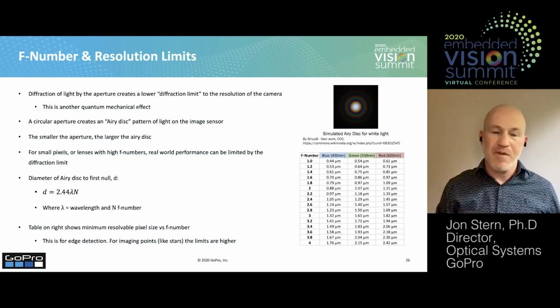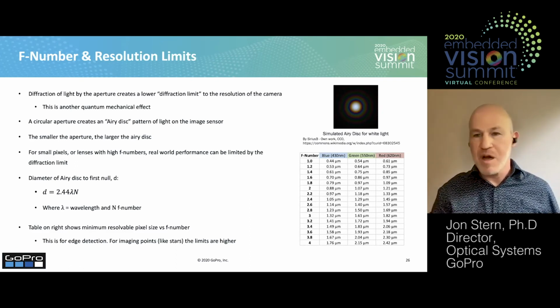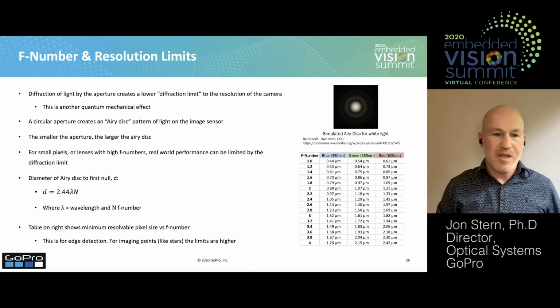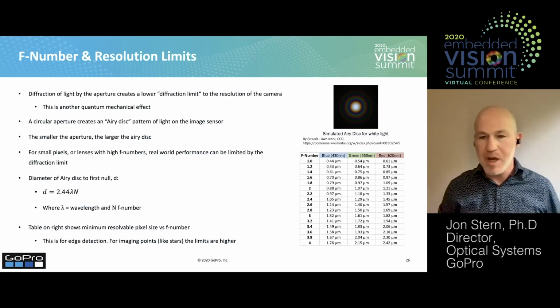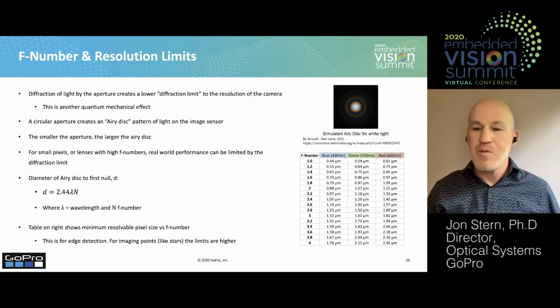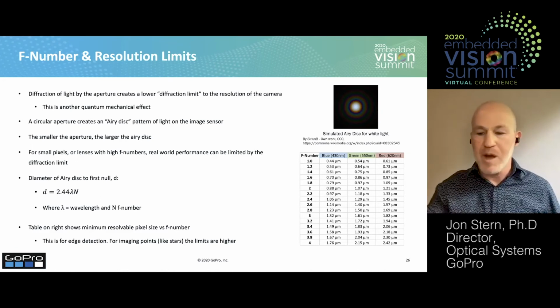The diameter of the Airy disk, the first null, the first dark ring, D, is 2.44 times the wavelength times the f number. The table on the right shows a good guide to minimum resolvable pixel size versus f number. This is for detecting edges. If you're imaging points like stars, then the limits would actually be higher. So for an example, an f2 lens could resolve 1.1 micron pixels reasonably comfortably. An f2.8 lens would be able to resolve 1.5 micron pixels.